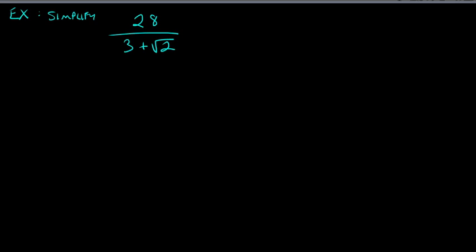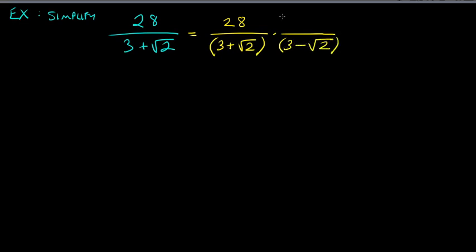Okay, so here's a good one. 28 divided by 3 plus the square root of 2. I'm just going to rewrite it here, closing the denominator in parentheses. By now, I hope you know the trick. You're not multiplying by 3 plus the square root of 2, but the conjugate, 3 minus the square root of 2. And then do the same thing in the numerator.